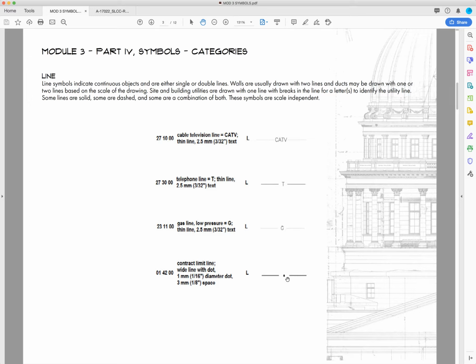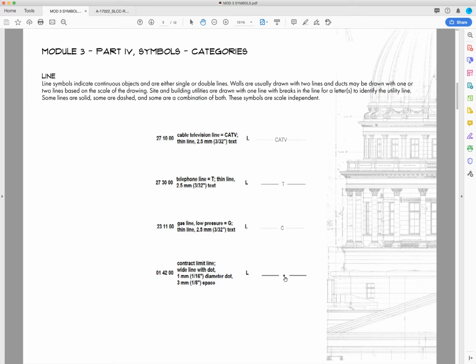Some lines are solid, some are dashed, and some are a combination of both. These symbols are scale independent. So this is a good example of a solid dot and then solid. Actually, this would be a dash dot, and it would go on. And this typically shows the contract limit line, which a lot of times is also our property line as well.